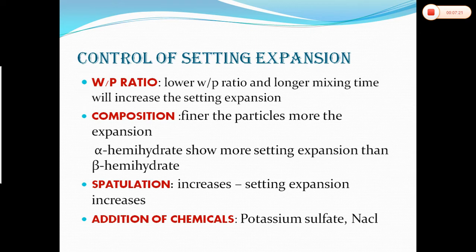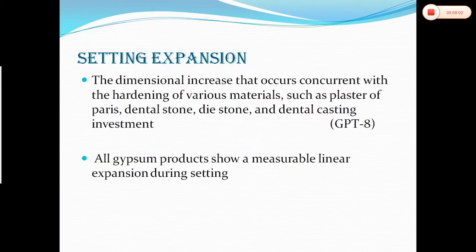Alpha hemihydrate shows more setting expansion than beta hemihydrate. Why? Can you guess why? Because, as we discussed, alpha hemihydrate requires a low water ratio compared to beta hemihydrate. With low water content, it has more nuclei of crystals, so more expansion takes place. And spatulation: increasing the time of spatulation gives more expansion because of more number of crystals. Addition of chemicals, potassium sulfate and sodium chloride, also increases the expansion.